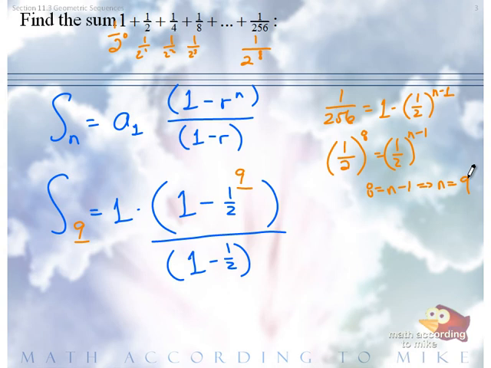The third way is using your calculator, trial and error. Start plugging in numbers for n into this formula and see which one gives you 1 over 256. The only bad thing is that it might take a little while. But please be careful with these.